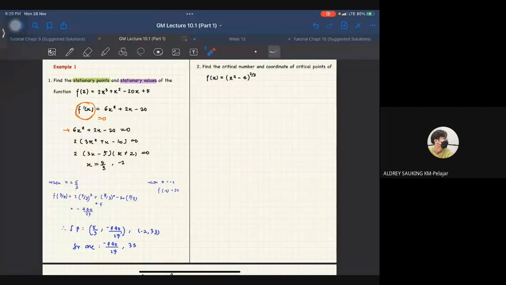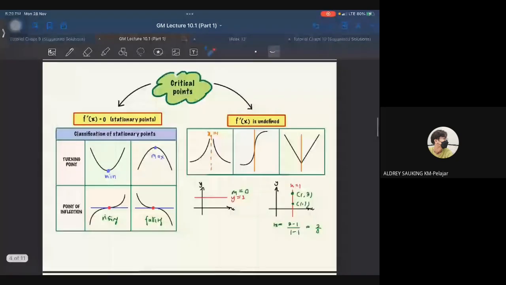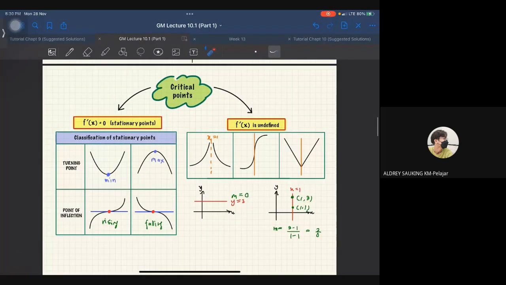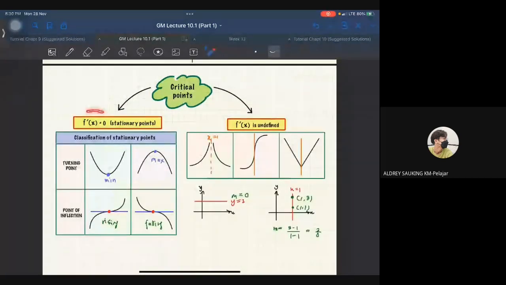Dia cakap dekat sini sekarang, critical number dengan critical points. Okay, so dia bukan stationary points dengan stationary values. Okay, so apa beza antara critical dengan stationary tadi? So stationary dia terletak dekat bawah critical. Okay, sekejap. Tengok balik ke atas. Okay, so this is stationary. Ni soalan example yang pertama tadi. So kita hanya buat dia sama dengan kosong sahaja. Okay, tapi kalau critical points, dia kena include dua-dua. Maksudnya awak kena cari f prime sama dengan kosong dengan bila mana awak punya f prime tu is undefined.